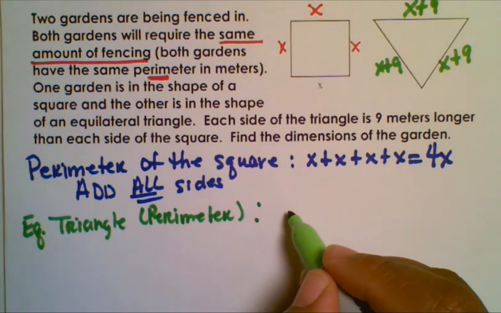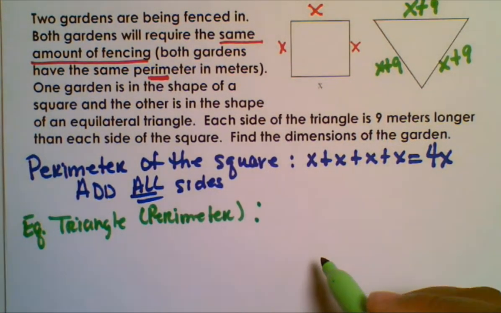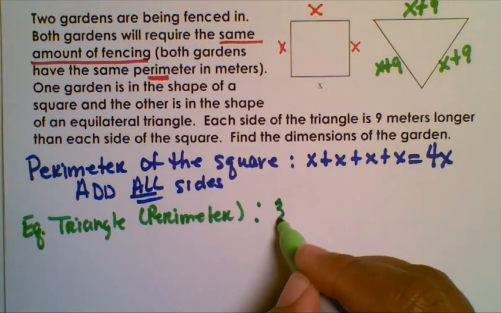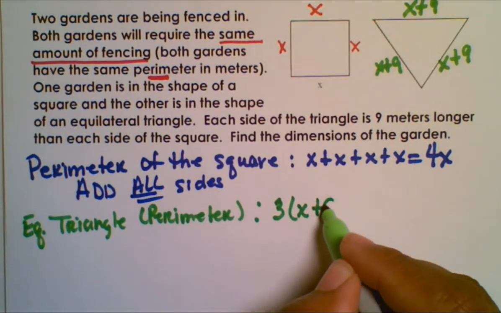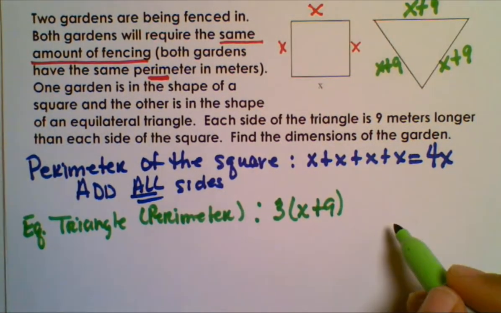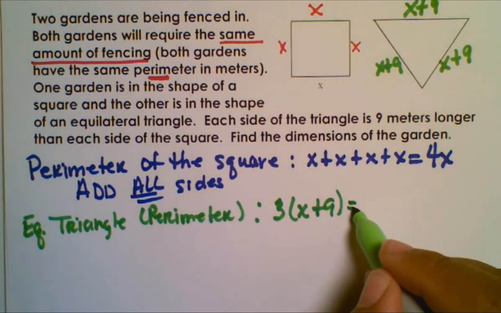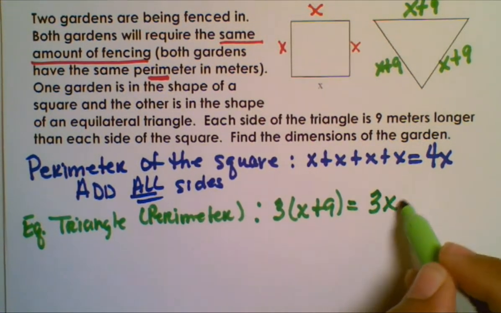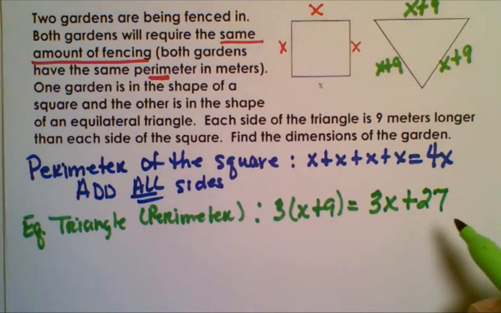So can we say x plus 9, x plus 9, x plus 9, or since multiplication is repeated addition, we can say 3 times x plus 9, which would give us 3x plus 27.